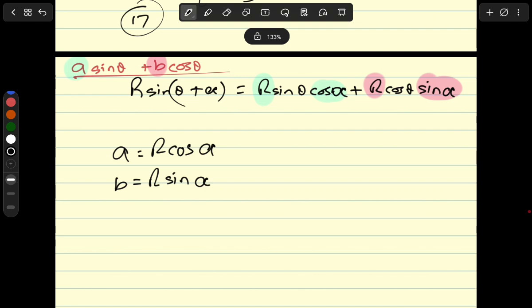Now this is one of the easiest places to lose marks. Students memorize that a is equal to r cos alpha, right? You memorize this from the cosine version and blindly use it everywhere. Don't do that.